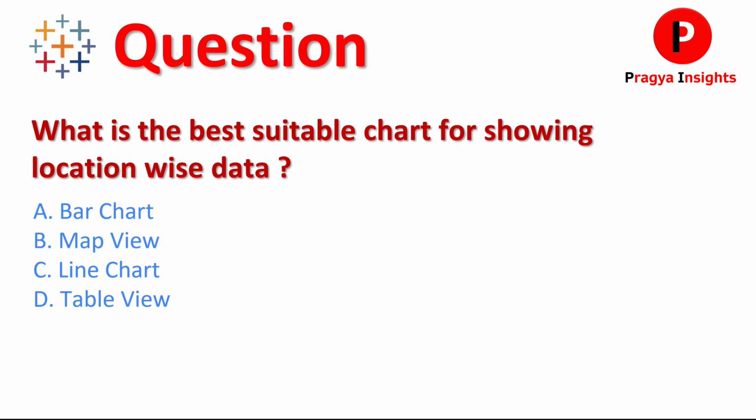Now let's revisit today's question. The question was, what is the best suitable chart for showing location-wise data? So the answer is option B, map view. I hope you all will be able to answer this simple question.